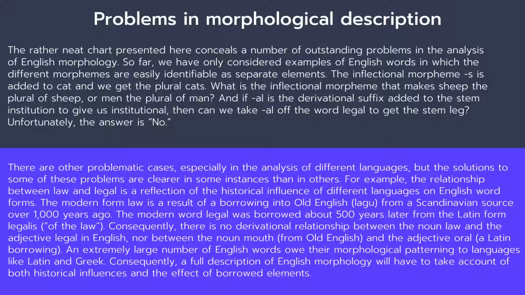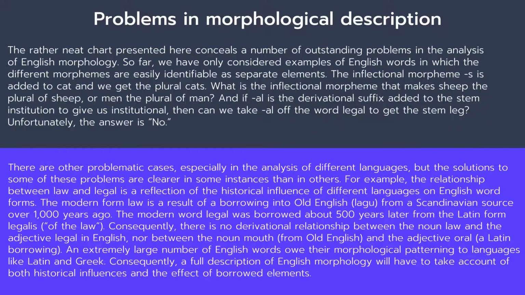Problems in morphological description. The rather neat chart presented here conceals a number of outstanding problems in the analysis of English morphology. So far, we have only considered examples of English words in which the different morphemes are easily identifiable as separate elements. The inflectional morpheme -s is added to cat and we get the plural cats.